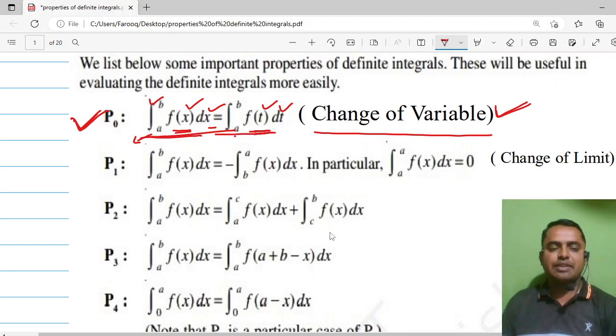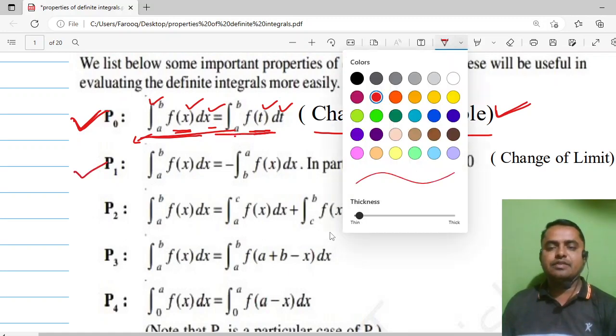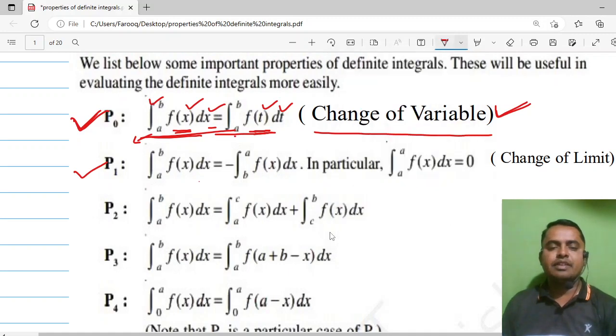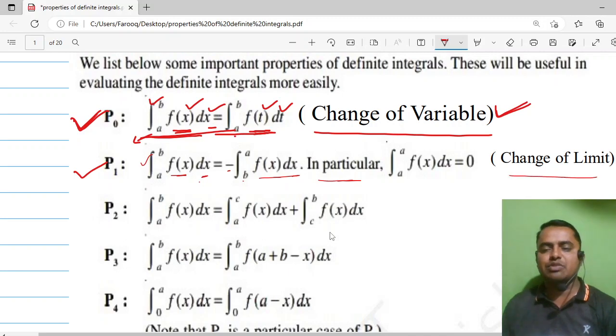to prove the remaining properties. Next one is the integration from a to b of f of x dx is equal to minus the integration from b to a of f of x dx. In particular, the integral from a to a of f of x dx is equal to 0. This property is called change of limit.